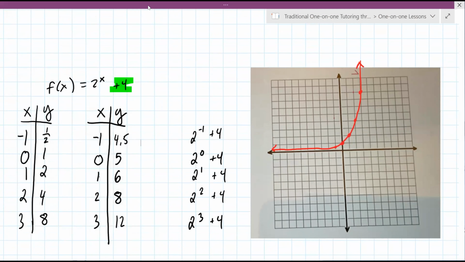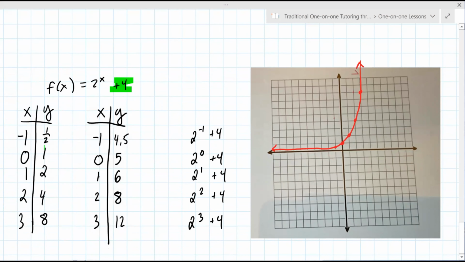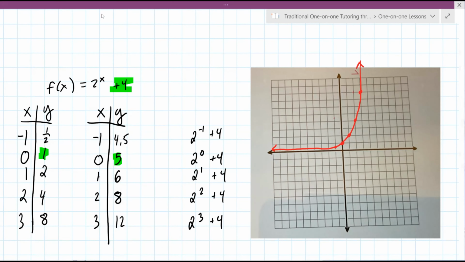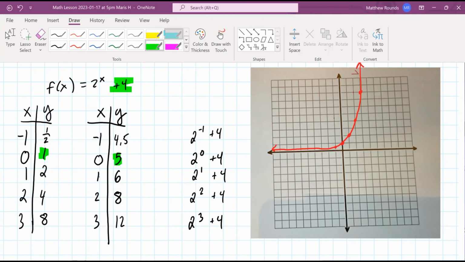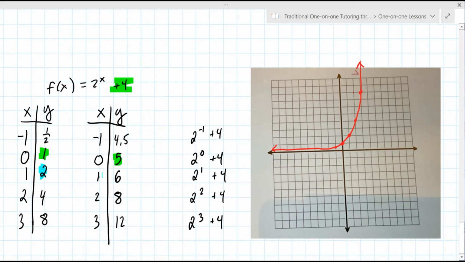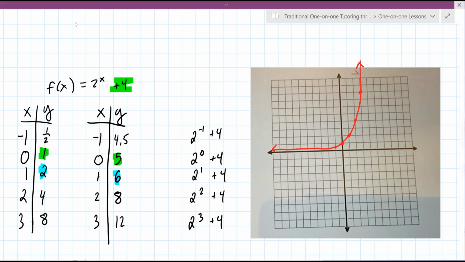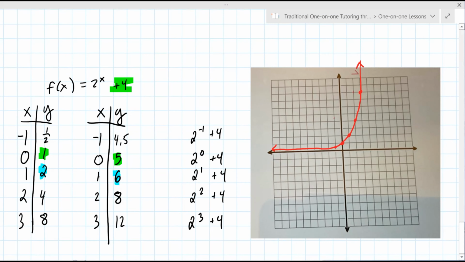Okay, so how is this 1 and this 5 related? How do you go from 1 to 5? And if you're not sure, how do you go from 2 to 6? It's adding 4. Adding 4, right? Like you told me, it's adding 4.